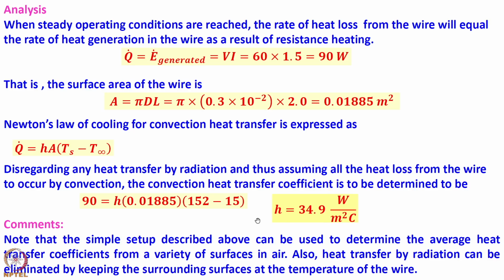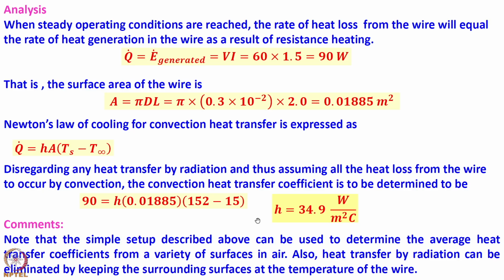This, please remember, is what is called an average heat transfer coefficient. What is average? Meaning you do not worry about the temperature at every point on the surface. The temperature may have varied along the length of the wire over 2 meters, but we said the entire wire is at 152 degrees centigrade, and therefore, this is called an average heat transfer coefficient. This is a simple setup.